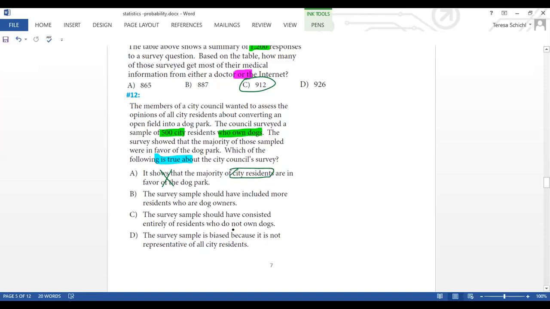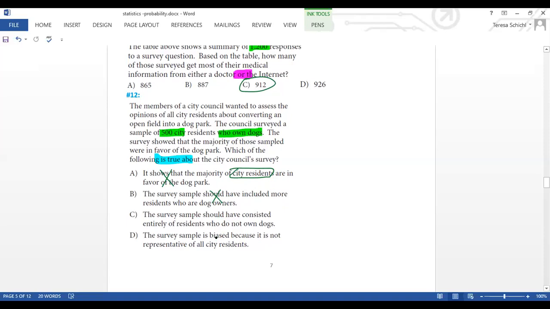Then part B says the survey sample should have included more residents who are dog owners. No, we don't have to, because we have 50 dog owners. That's a pretty good sample size, and including more dog owners will not change much about your statistical result.